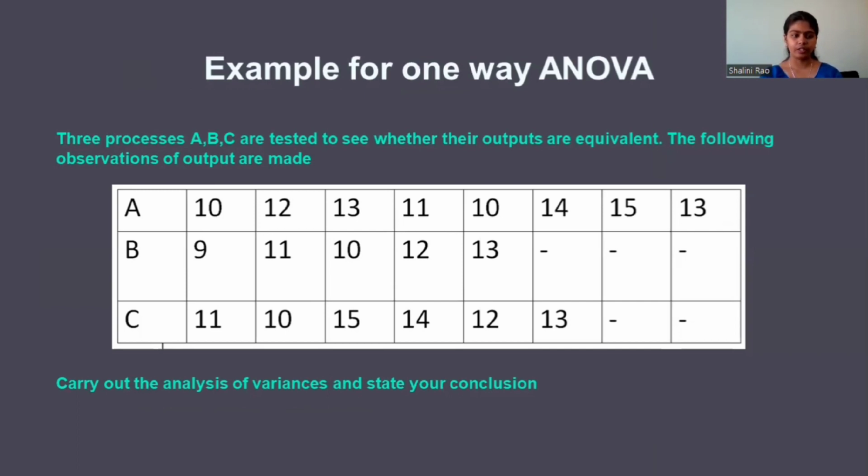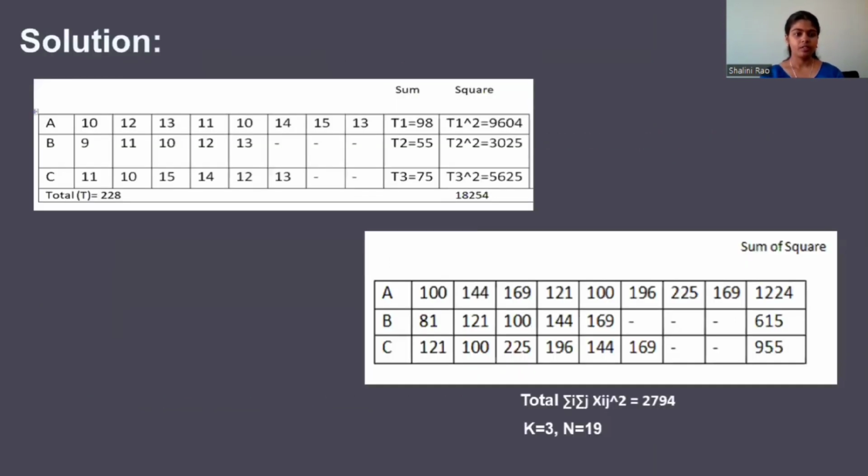Next, we have the example for one-way ANOVA. Let's consider a question. Three processes A, B, C are tested to see whether their outputs are equivalent. The following observations of output are made. Carry out the analysis of variance and state your conclusion. Here we have the table of observations.